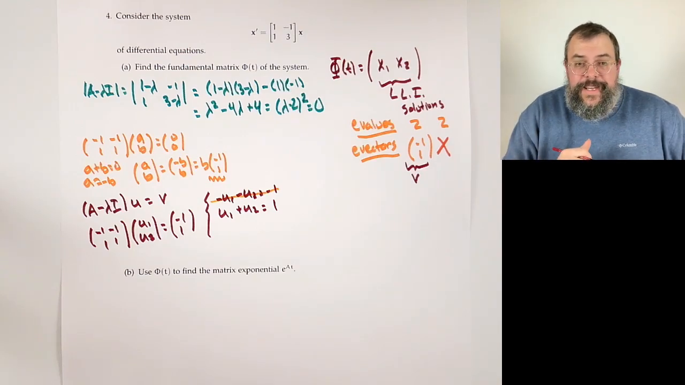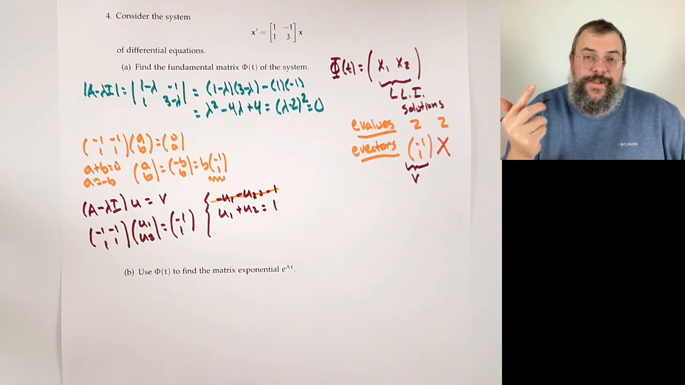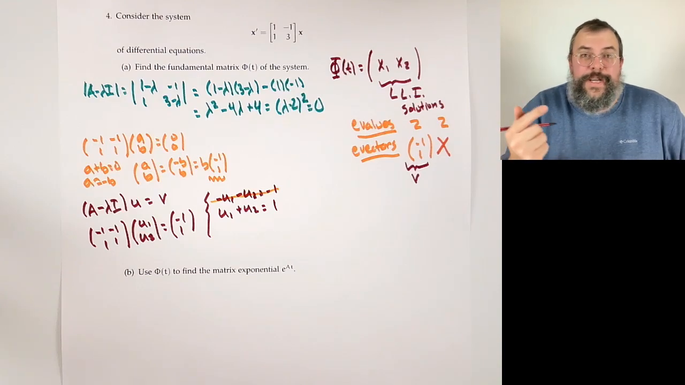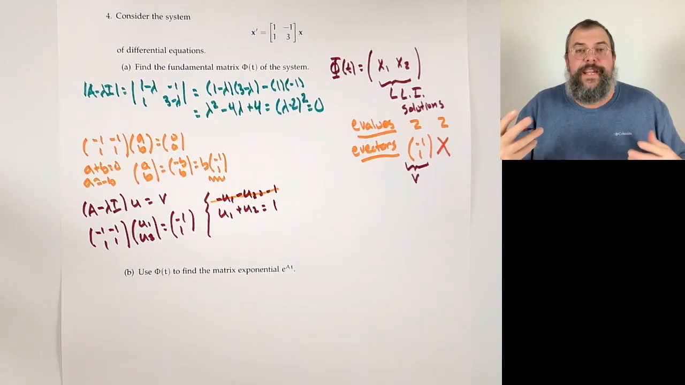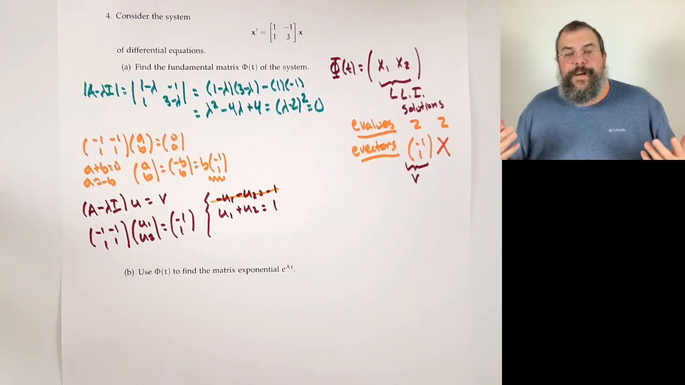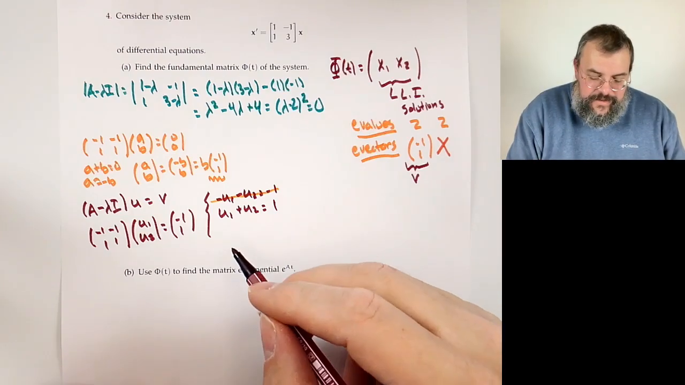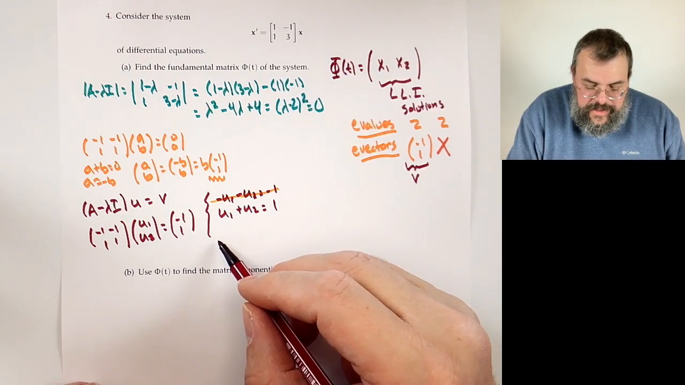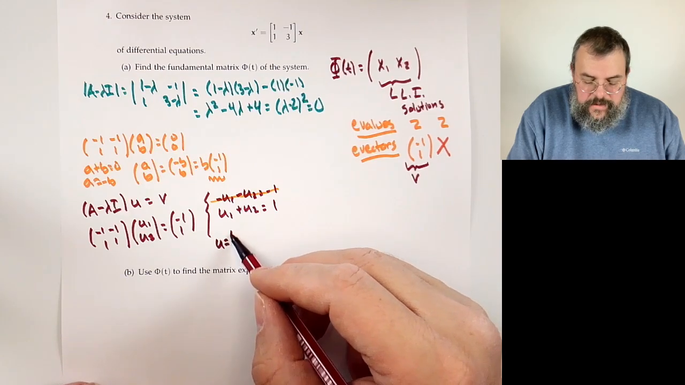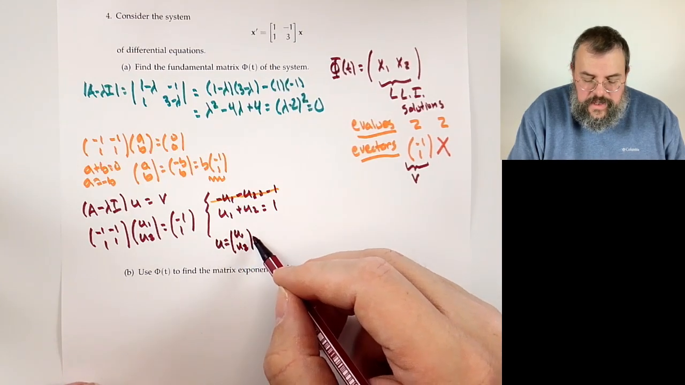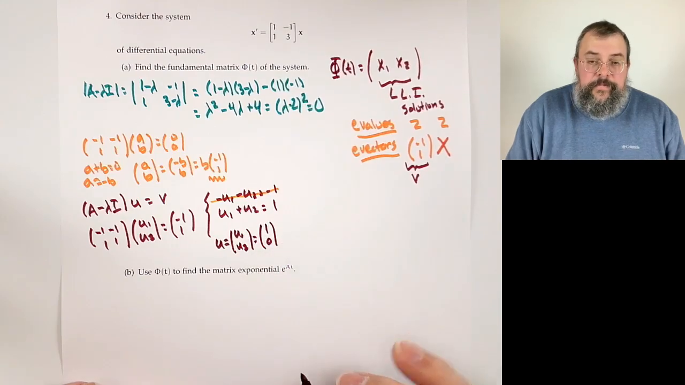All right, so can you think of solutions? I can think of a lot of them. u1 equals 1, u2 equals 0. u1 equals 0, u2 equals 1. But many, many work. You'll have infinitely many that work. You only need one. So here's one possibility: u1, u2 is 1, 0.